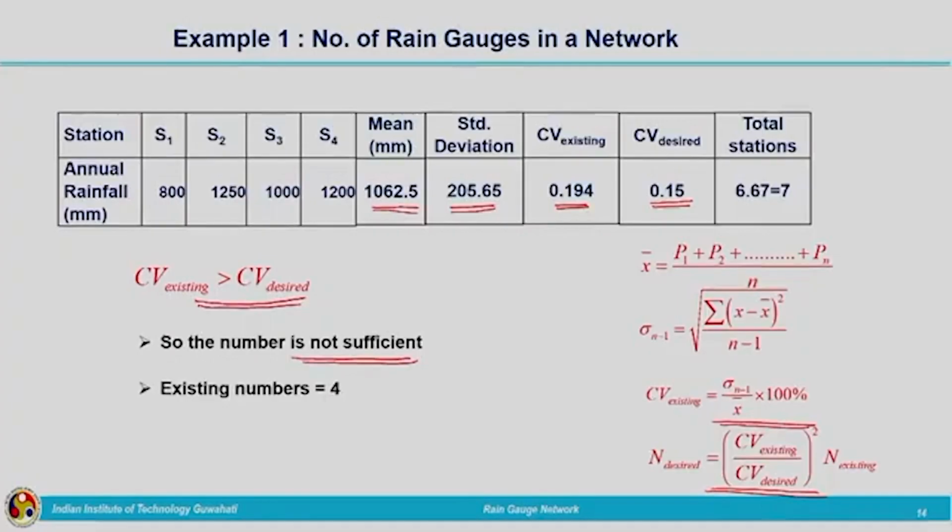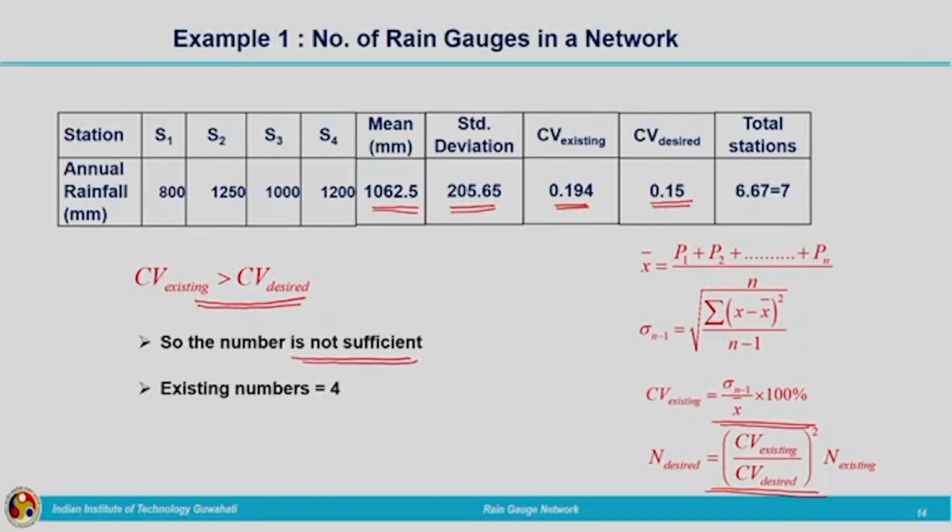6.67 should be rounded off, since it is a number of rain gauges. So, 6.67 should be 7. Even if it comes to be 6.1 or 6.2, we go to the higher end; rounding off should be on the higher side. So, it will be equal to 7. So, the desired number of rain gauges is 7. How many are there in the catchment now? As of now 4 rain gauges are there. So, we need to provide 3 more.